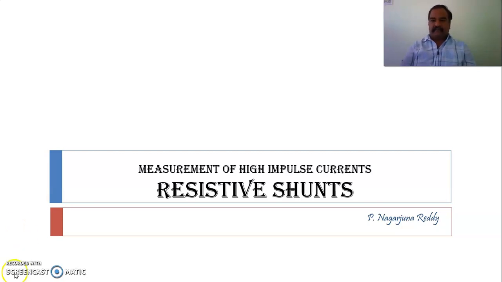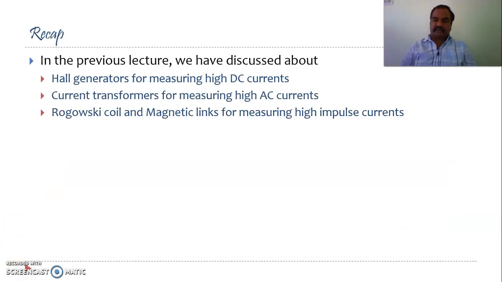Coming to the recap, in the last two videos we have discussed Hall generators for the measurement of high DC currents, and current transformers for the measurement of high AC currents. We have gone through magnetic measurements like Rogowski's coil and the magnetic links for the measurement of high impulse currents.